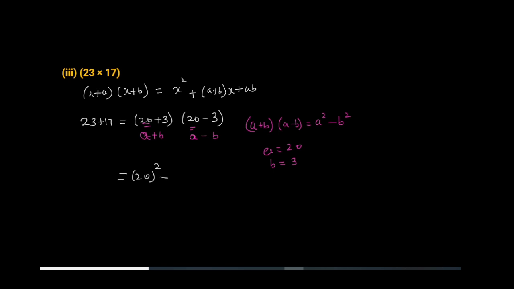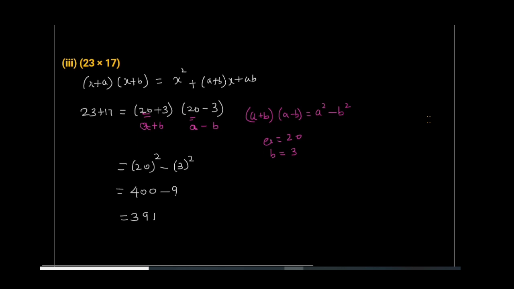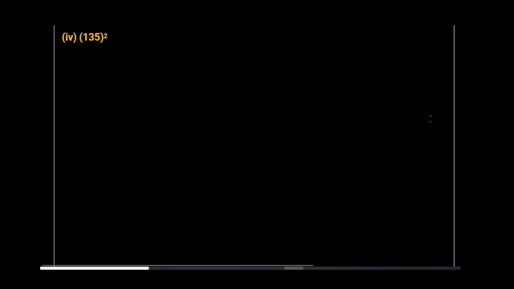20 squared minus 3 squared. So 20 squared is 400 minus 9. So you will be getting 391 as the answer. 391. Now 135 squared. How to get this as the easiest one?